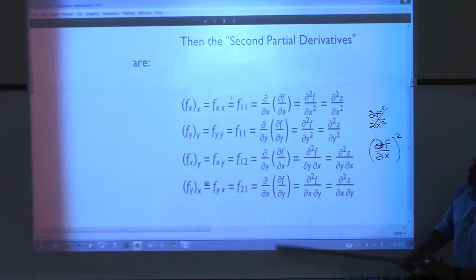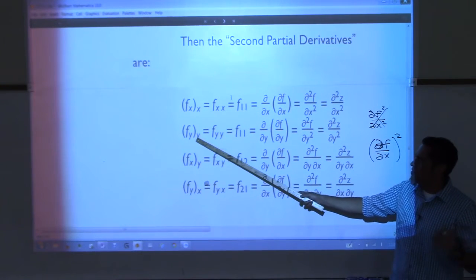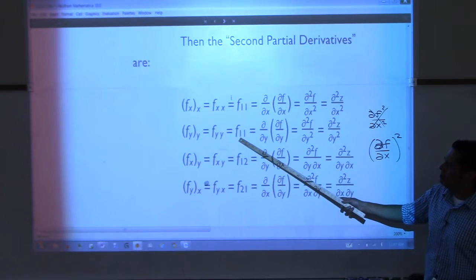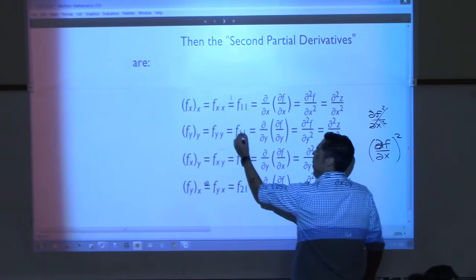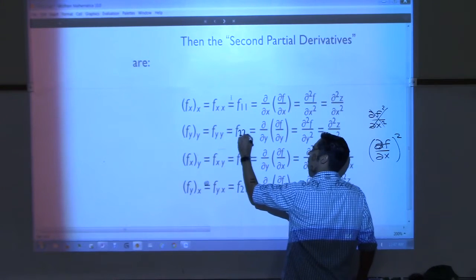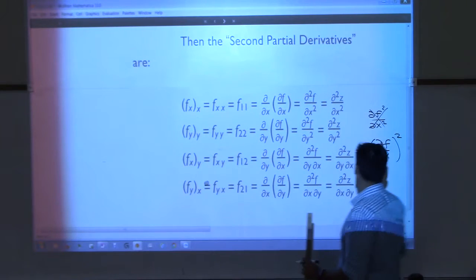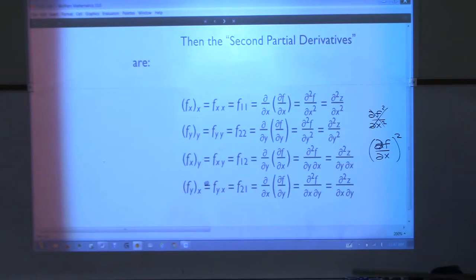All right, let's look at the partial with respect to y, followed by the same thing: fyy, f22. It's a typo. Let me fix that now. This won't take me long. Done. f22. All right? And then these are the other notations.